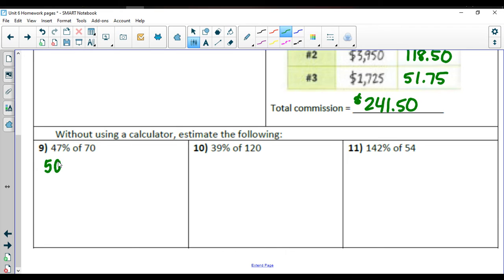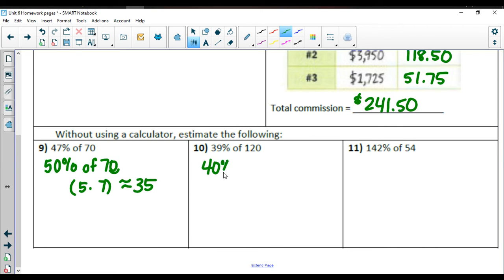So for this one, I'm going to round this to 50% of 70 because that is manageable. That's about half of 70. Or if we're taking what's 10%, move the decimal point in, that's 7. And 50% would be 5. Because we're talking about the tenths here, and that's going to give me about 35 for my estimate.